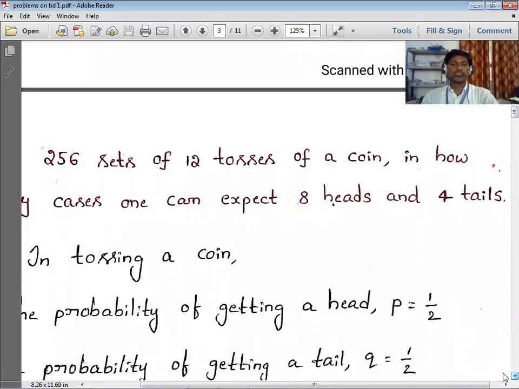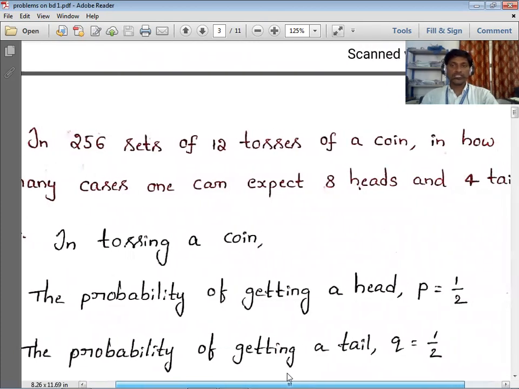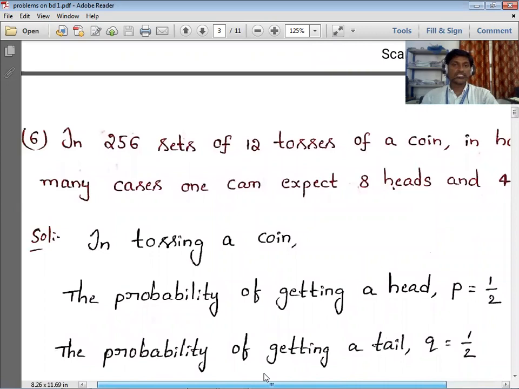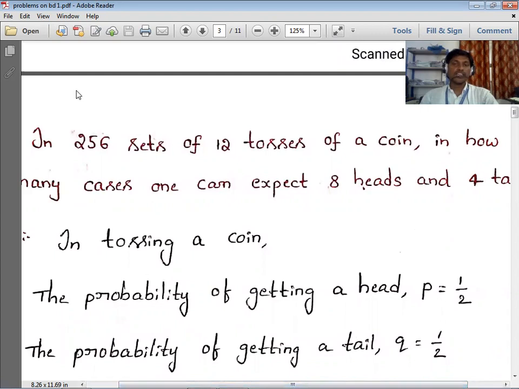Next problem. In 256 sets of 12 tosses of a coin, in how many cases can one expect 8 heads and 4 tails? Total sets here are 256 sets. And how many tosses, that is how many trials? 12 trials. So n is equal to 12 of a coin.